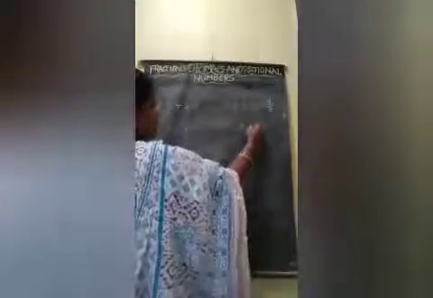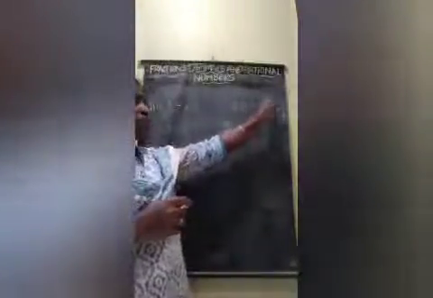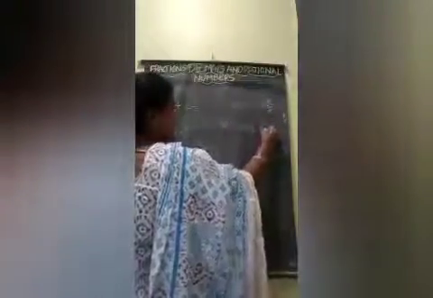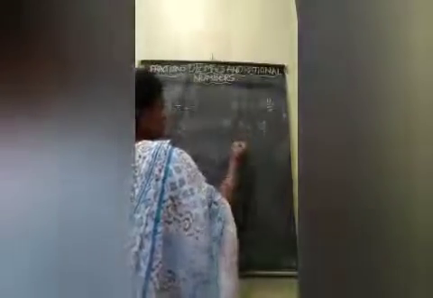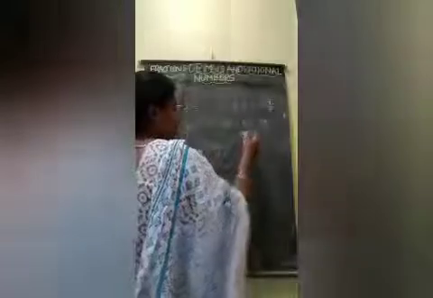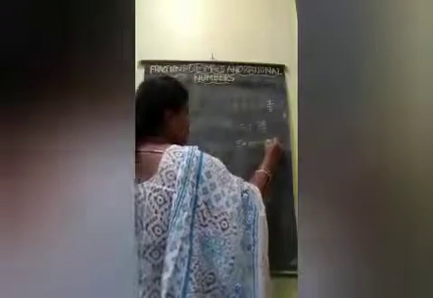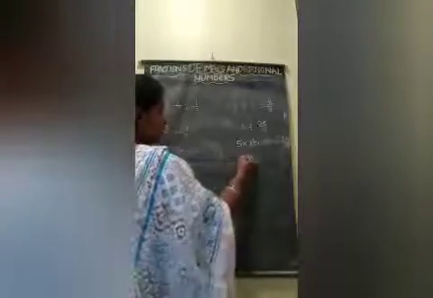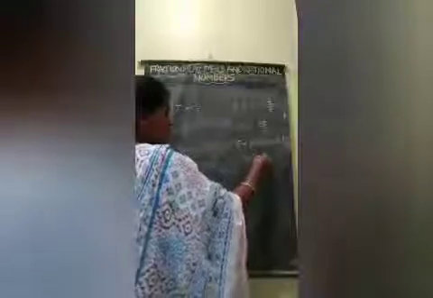5 divided by 3 and 4 by 7. 7 3s are 21, 21 plus 4 is 25, so 25 by 7 is an improper fraction. The division of a whole number by a fraction is equal to the whole number multiplied with the reciprocal of 25 by 7. That is equal to 5 into 7 by 25.